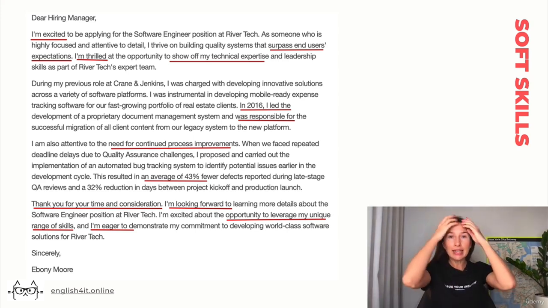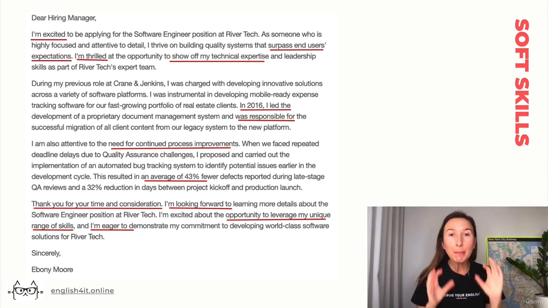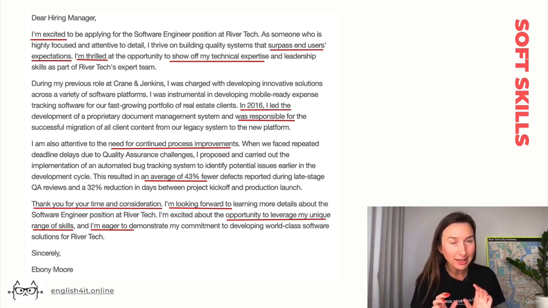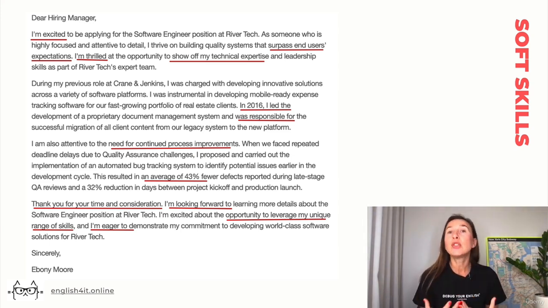So I would say that this paragraph best shows the qualifications and experience that the person has, because the person used a little bit of a storytelling technique, right? Because the person described the problem, the solution, and gave results in numbers.